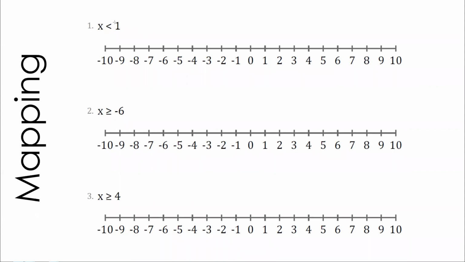And now I'm going to go to this number. So it says +1, and I'm going to draw an open circle on that number. Next thing I have to do is I have to draw an arrow to the true side.